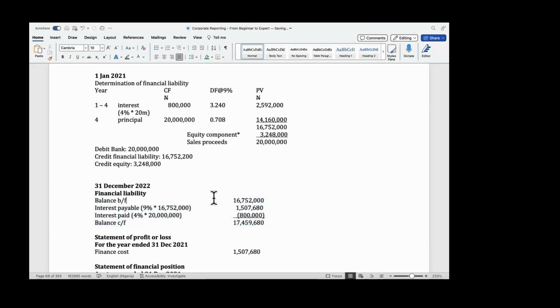So the balance at the beginning is this 16,752, which is this liability value that I also put here. The interest payable is going to be 9%, which is the effective interest rate or the market rate, on the liability. That gives me this finance cost of 1,507. This is what goes to P&L. And the interest I paid is the nominal interest on the amount I borrowed. It's always fixed every year, and that gives me 800,000. Then my balance is 17,459,680.